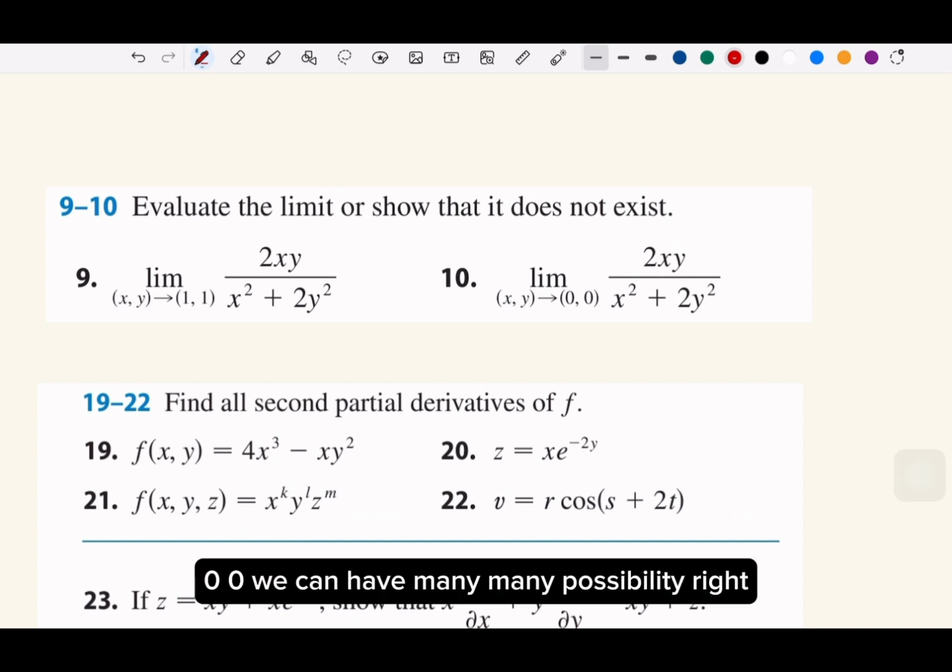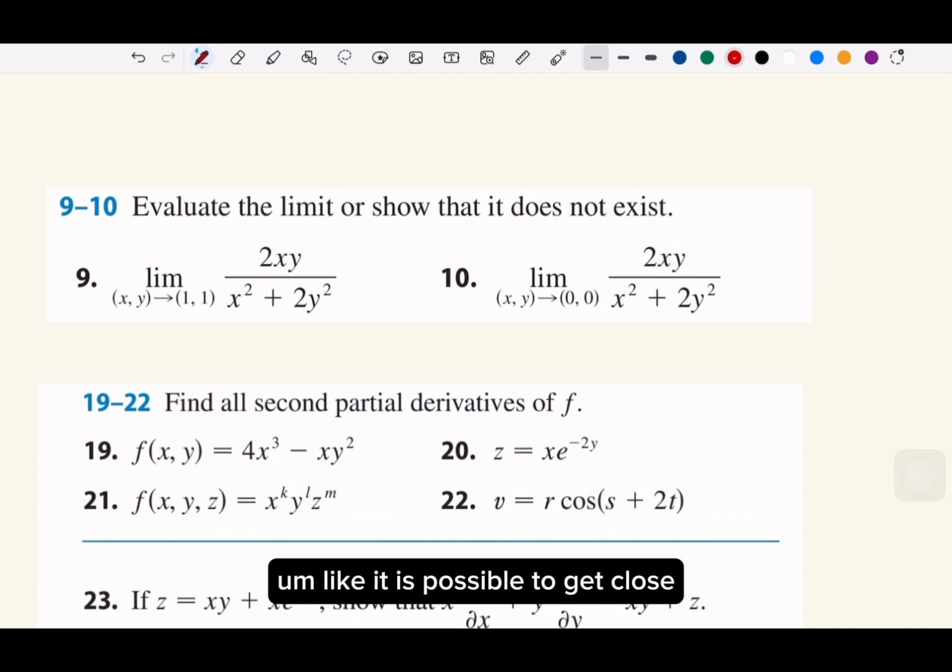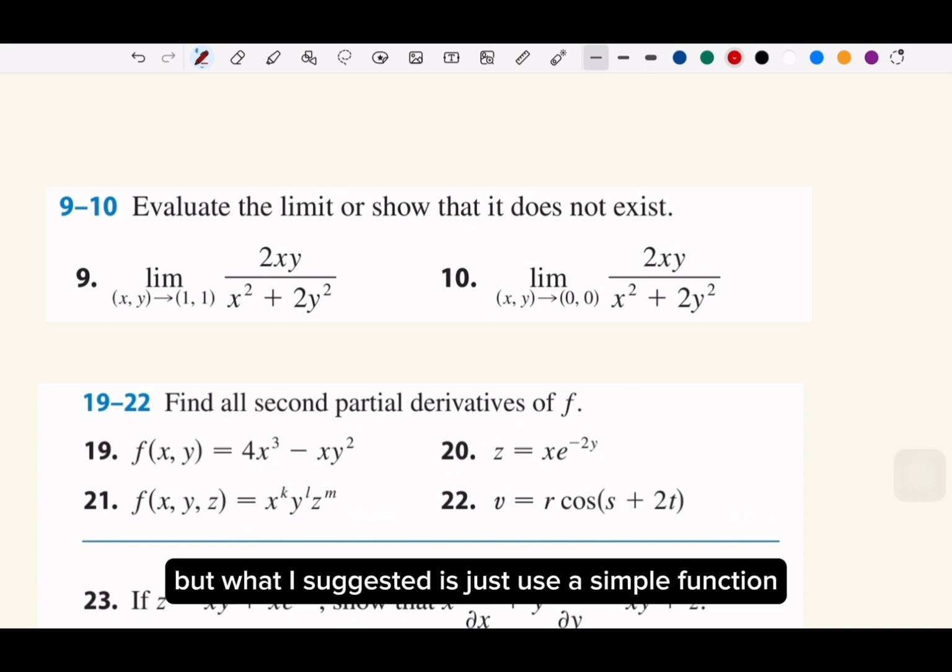We can have many possibilities, right? We can create any functions and then try to get close to (0, 0). Whatever kind of function makes it possible to get close, we can use that. But what I'm suggesting is to just use a simple function.